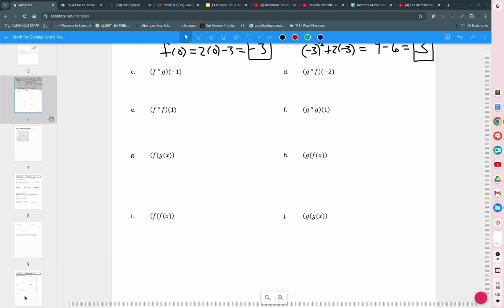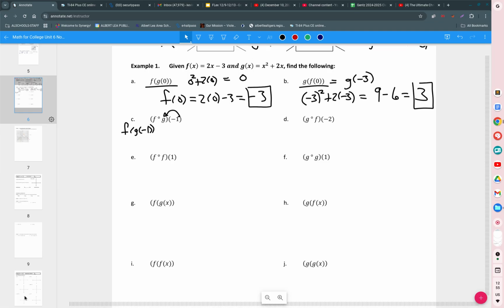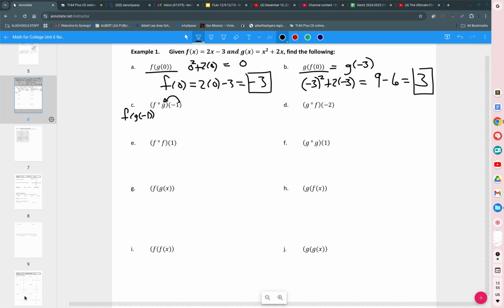I have f of g of negative 1. Okay, what this means is f of g of negative 1. So I'm going to start by plugging in negative 1 to g. You always start with the one that it's closest to. That's where you plug it in. And if I look at my rule here, I would have negative 1 squared plus 2 times negative 1. And I get 1 minus 2 is negative 1.